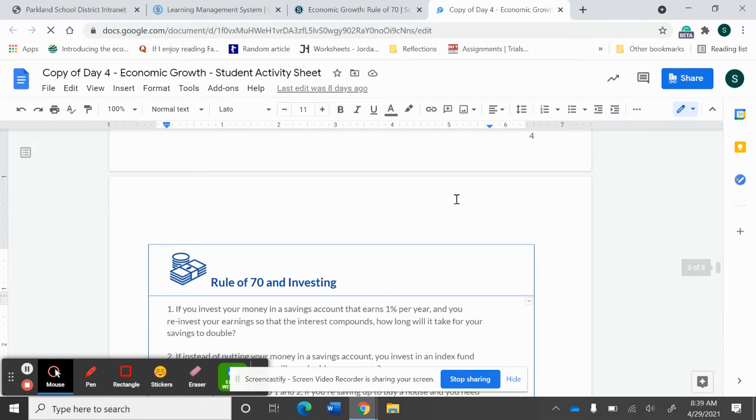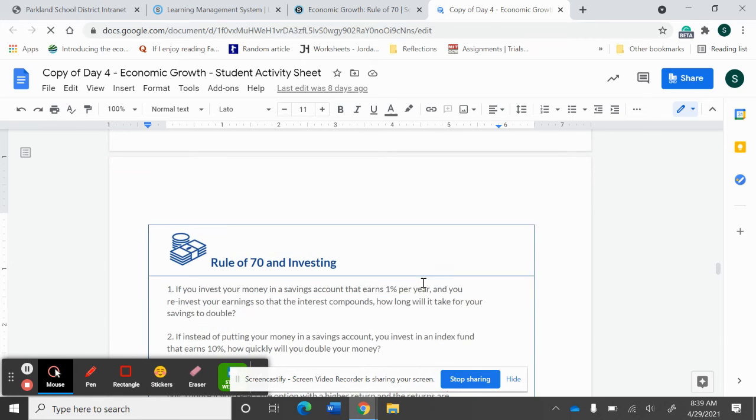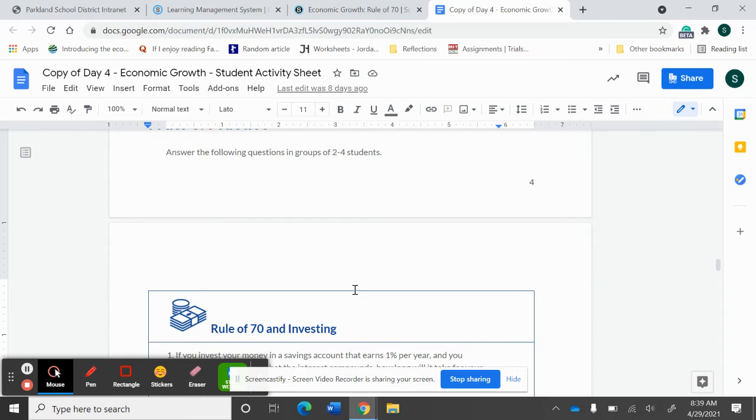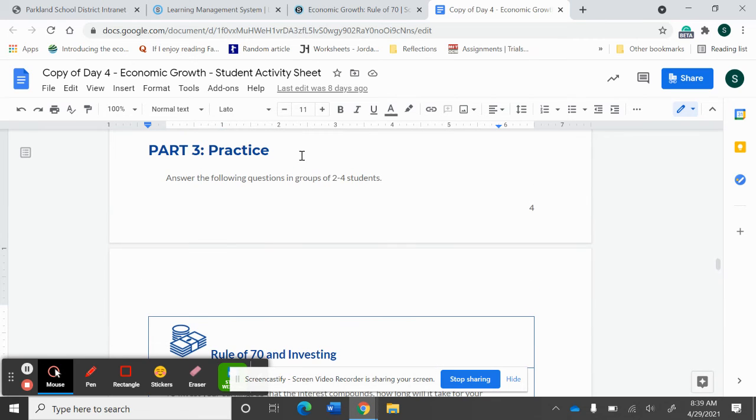Okay, Rule of 70 investing. This is personal practice. You do not have to do all these, and you're not working in groups. You are simply doing questions 1 through 11.